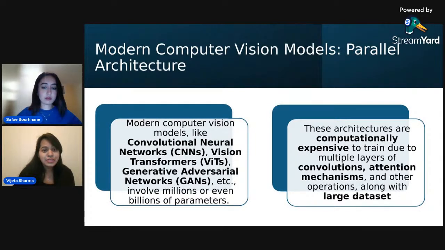Modern computer vision models have a parallel architecture. They have several layers. For example, modern computer vision models such as convolutional neural networks, vision transformers, and generative adversarial networks all have millions or billions of parameters, and they are computationally expensive to train across multiple layers. They have a convolution layer, they have an attention mechanism, and to train them on large datasets, they require HPC systems.